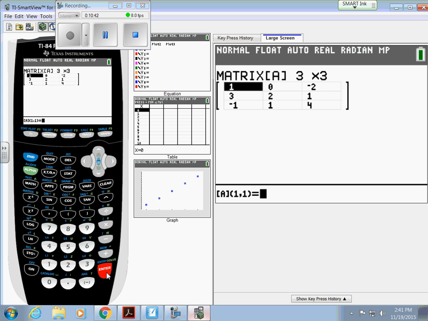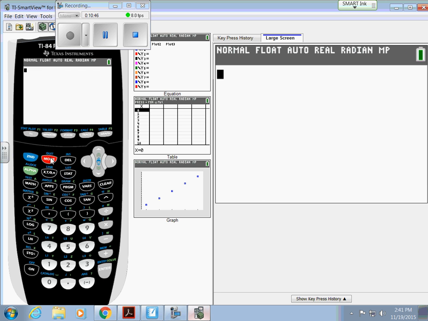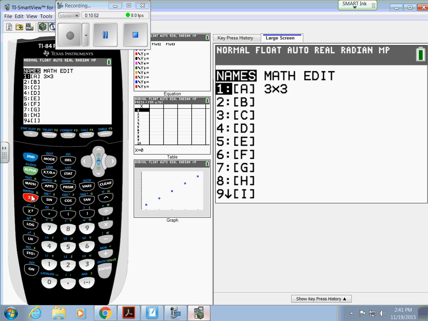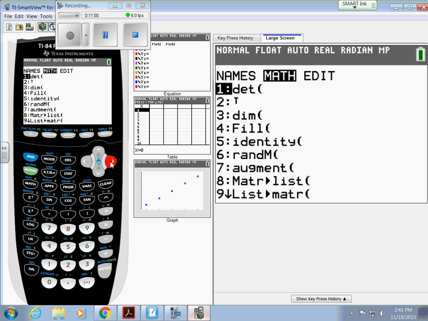That's all we need to do for there. So let's get out of there. Let's go to second quit. Well, we want to find the inverse. Well, we're going to go back to the matrix button, but now if you can see there in A, it says that we now have a 3 by 3 matrix there. Perfect. But we want to do some math on this thing, and we want to find the inverse.